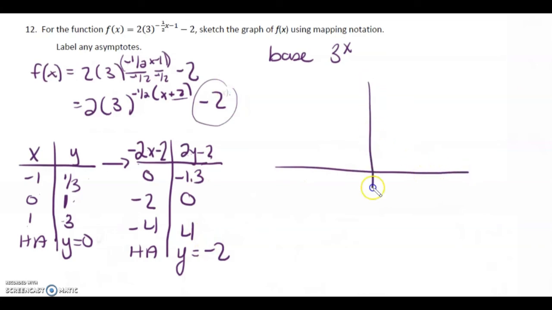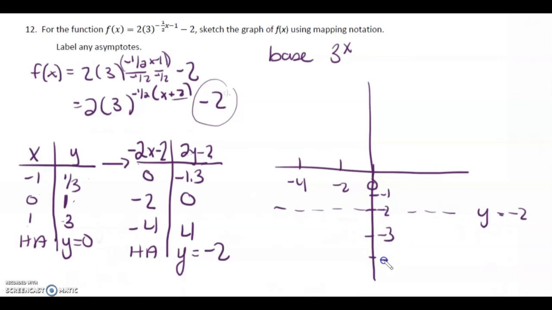So if we were to graph this, I would first graph the horizontal asymptote, which is y equals -2. And then I know I'm going to graph points at 0, -2, and -4. And then this is -1, -2, -3, -4. So 0, -1 1/3, -2 and 0, and -4 and 4 is up here. Okay, so it's going to look like that. And then you can label that f of x.